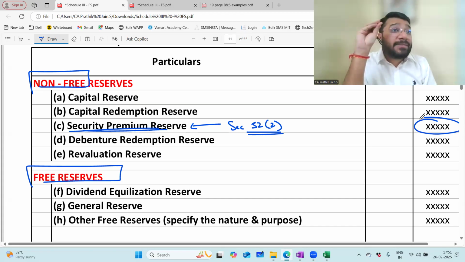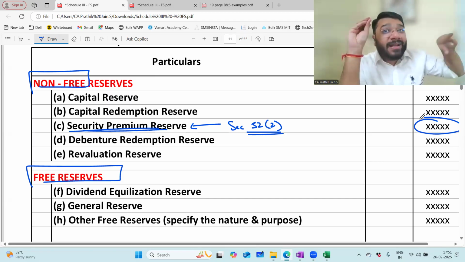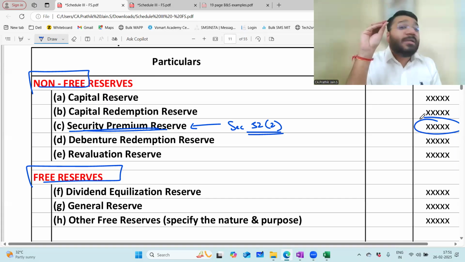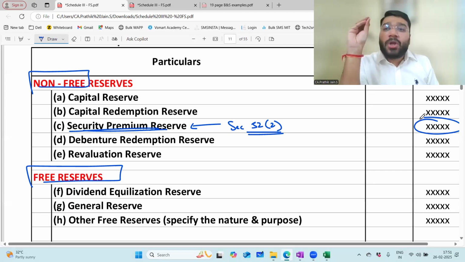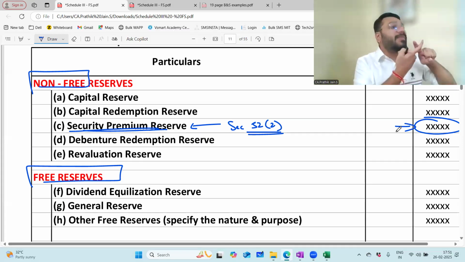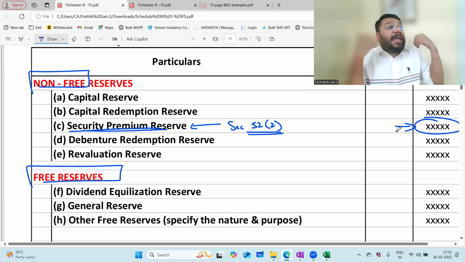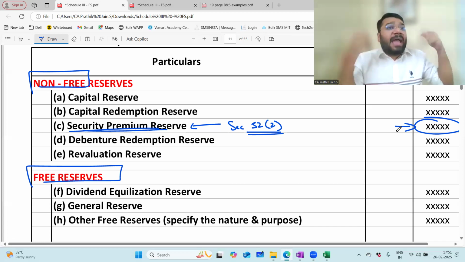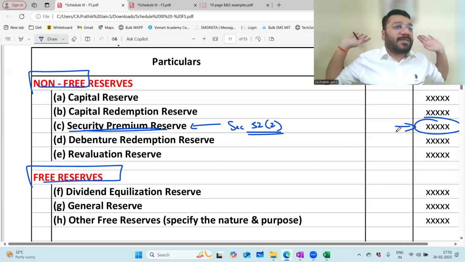In those 5 purposes, can I use the premium for the purpose of distribution of dividend? The answer is no. The law does not permit you to use the security premium for the purpose of distribution of dividend. And hence this becomes my locked reserve. This becomes my non-free reserve. Free reserve means what? I can use that reserve for giving as dividend. I can distribute that money freely to my shareholders.